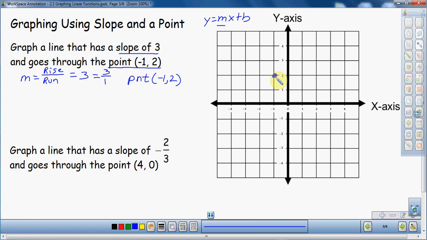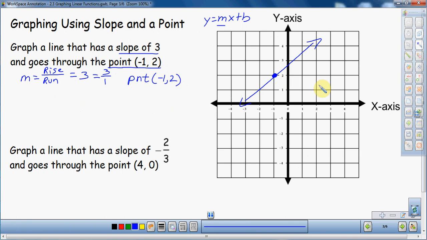All right, from there, I'm going to use my slope of 3 over 1. Now this is a positive slope. 3 is a positive number. So my slope is going to look something like this. Bear with me. That is a positive slope. Now that's not my line. I just drew an arbitrary line. This is a positive slope. I just want to draw this first.